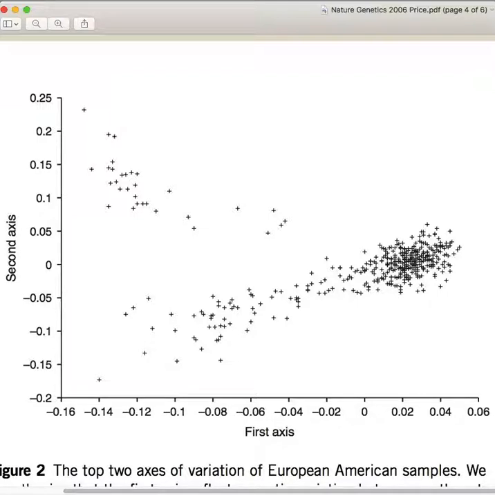Anyway, this figure displays the top two principal components from a PCA of European American samples. We see a large cluster here that they hypothesize represents the genetic variation in northwestern Europe. And then we have a smaller cluster along the first principal component representing genetic variation in southeast Europe, with the second principal component distinguishing between two Southeast European populations.